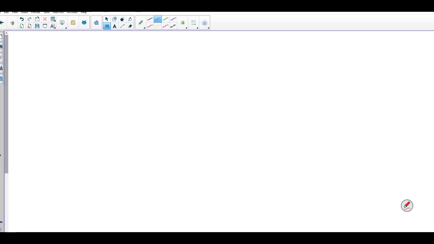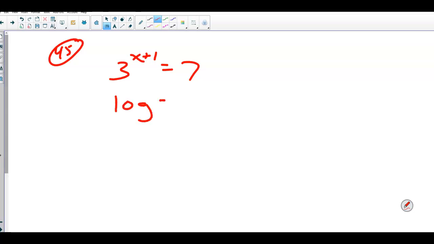Since we can't get a similar base here, we need to use logs. That's the whole purpose of the logs. Solve for variables in an exponent. So I'm going to take the log of 3 to the x plus 1, equals a log of 7. The base really doesn't matter here other than it's got to be consistent. If you don't see a base written down, it is assumed to be 10.